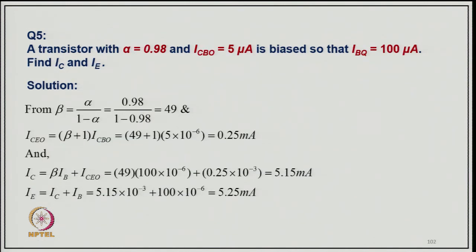Coming to problem 5: a transistor with alpha equal to 0.98 and ICBO equal to 5 microampere is biased with IB equal to 100 microampere. Find IC and IE. So, solution: beta equal to alpha upon 1 minus alpha. Putting in the value of alpha it comes to 49, and ICEO equal to (beta plus 1) ICBO, putting in values it comes to 0.25 milliampere, and IC equal to beta IB plus ICEO. Putting in the values it comes to 5.15 milliampere, and IE equal to IC plus IB, putting in values it comes to 5.25 milliampere.